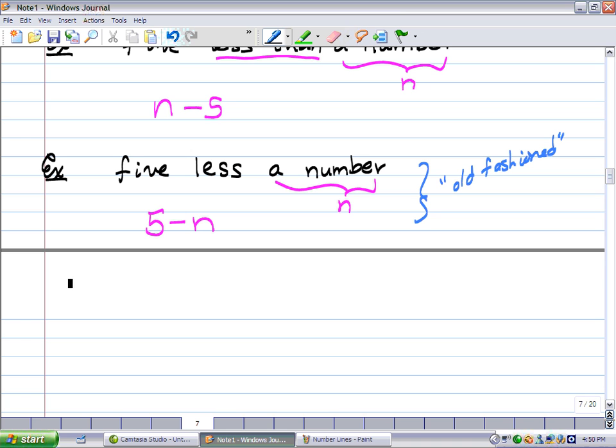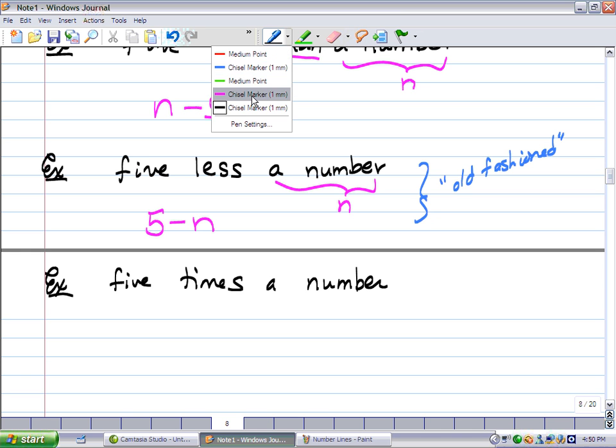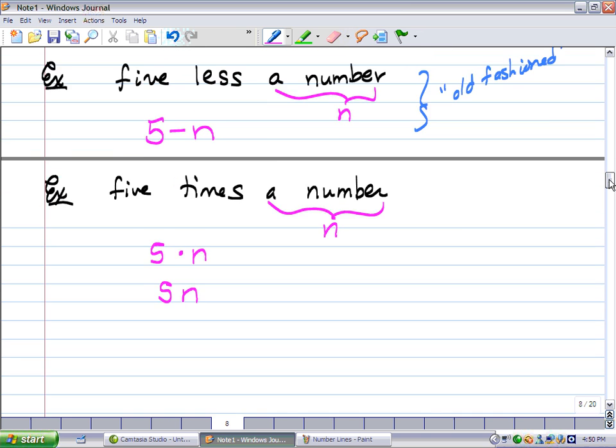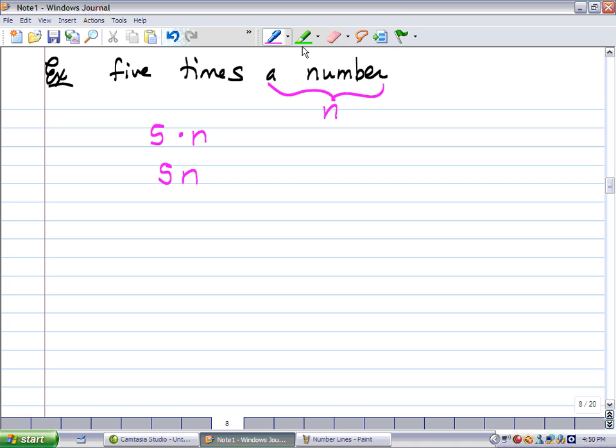Okay, what about 5 times a number? 5 times a number would be multiplication. So I'm going to do 5 times a number. Remember, you can write a letter next to a number, and that means multiplication. So I can write it without the dot if I choose. Okay. We get confused with the less than. We might sometimes also get confused with the into and the by.